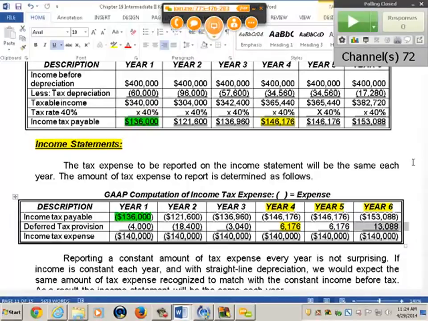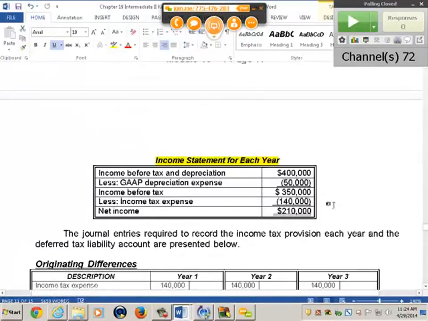The difference between the payable and the amount that you expense on your books is your deferred provision. And once again, as I said, you want to have a constant tax expense to match with book income every single year. Again, we're looking at an income statement perspective now: every year, if income is constant, so is the tax expense.